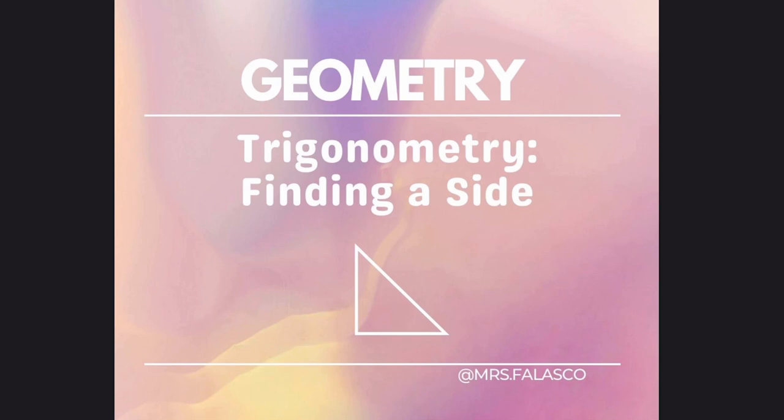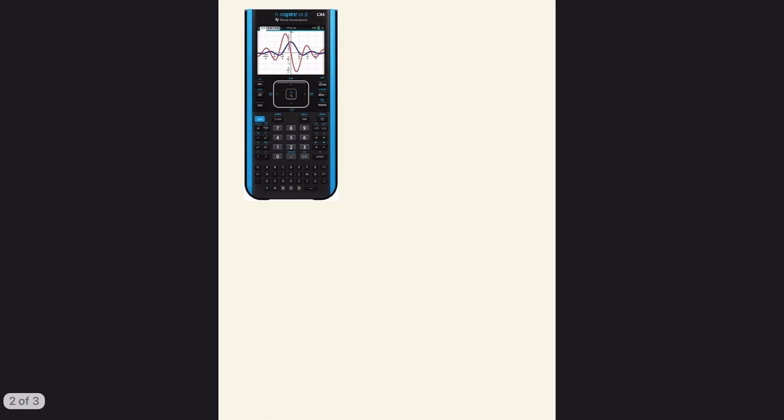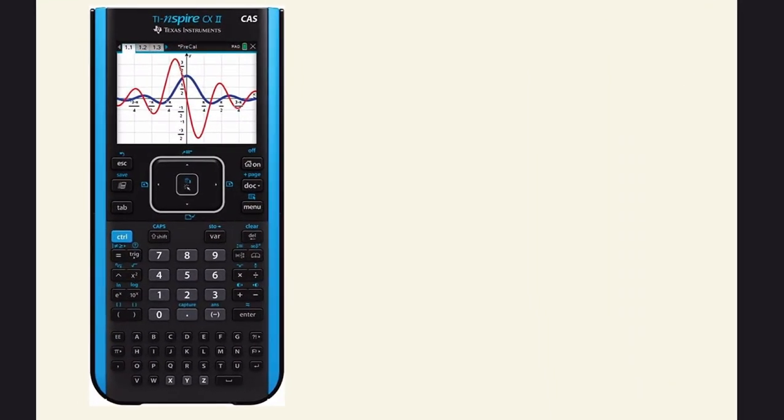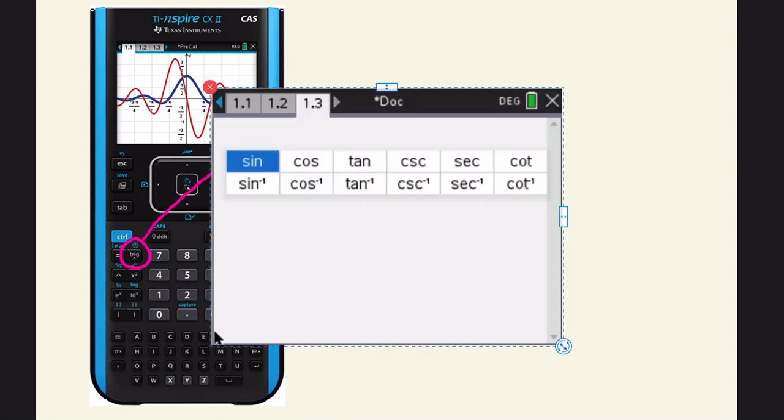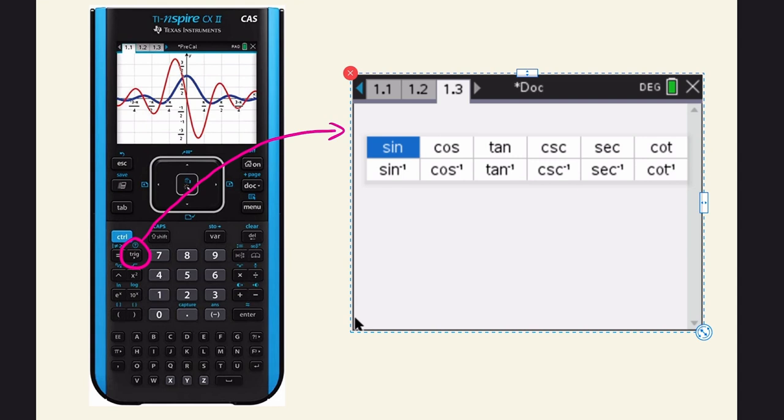Before we move on to how to find sides and angles in triangles, let's take a look at our calculator. The TI Inspire has a trig button right here. If you click that trig button, you're going to see a screen that looks just like this. This has all the trig functions on it, but we don't use them all in geometry, just the first three: sine, cosine, and tangent. You'll also notice that the inverse trig functions are below them: inverse sine, arc cosine, and arctan.